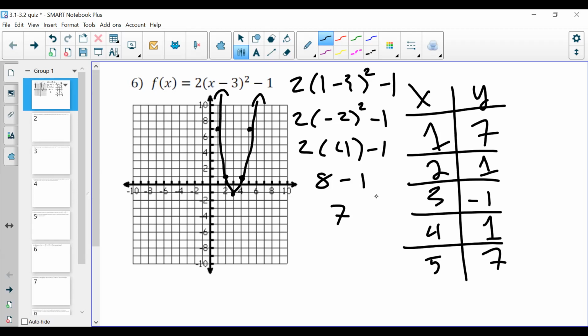Yeah, so you put your vertex in the middle and choose a point 1 bigger than 3, choose a point 1 smaller than 3. Choose a point 2 bigger than 3, choose a point 2 smaller than 3. Yes, I recommend that unless you have a fraction for a, then they'll be a little different, but don't worry about it. Any questions here? Are we good?